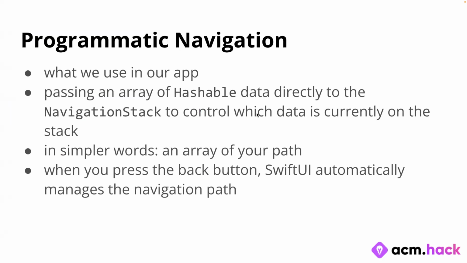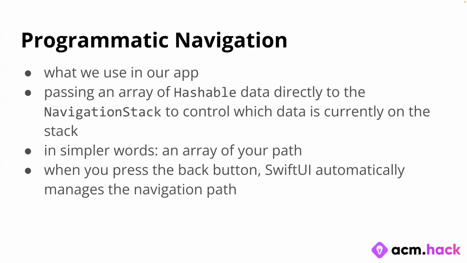And then the next thing I'll talk about is programmatic navigation. And this might sound a little bit complicated, but this is what we'll be using in our app. So it's basically passing an array of hashable data directly to a navigation stack to control which data is currently on the stack. That might sound really complicated, but in very simple words, it's an array of your path. So you have an array, and then you're just adding routes to which you're navigating to.